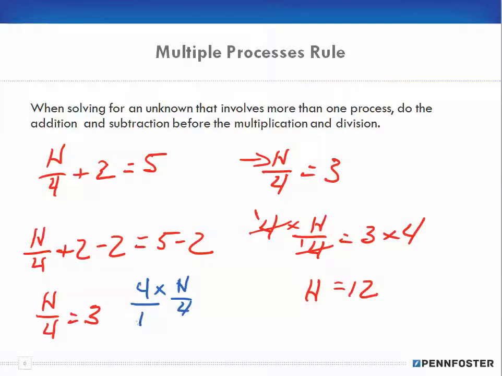4 over 1, any number over 1 is that number. And I can then extend the divisor line, and since I'm multiplying, I multiply the numerators, which is 4h, and I multiply the denominators, which 1 times 4 is 4. And any number over itself is equal to 1. So that's equal to 1h. And we know that the number 1 in front of the variable means that it's just h itself, because 1 times h is h.